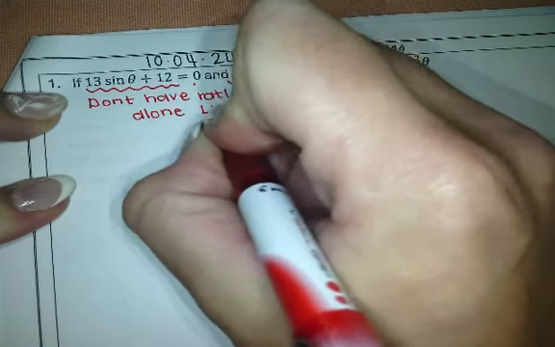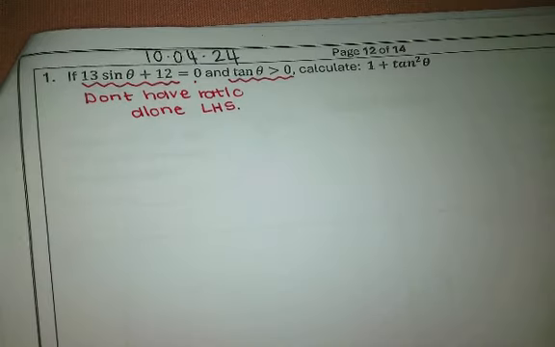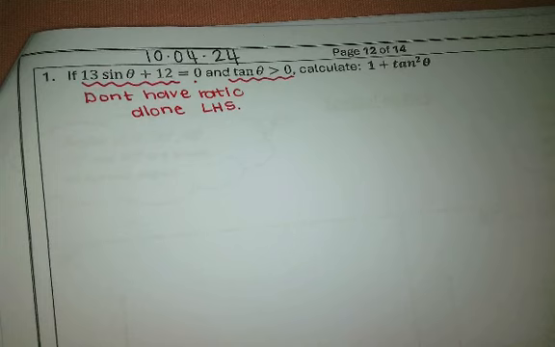But the problem is over here, we don't have the ratio alone on the left-hand side. You understand? So basically what we're going to have to do is first solve, like we did, remember when we pushed shift? To get the ratio alone, and then we're going to see if it's positive or negative.